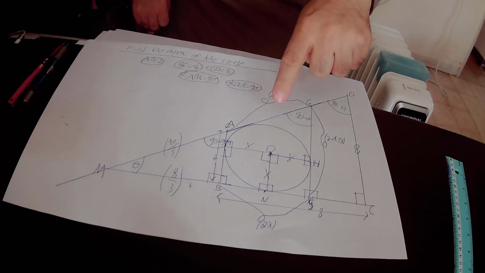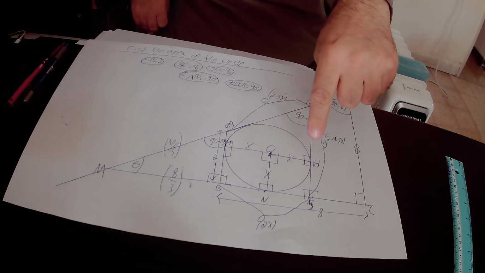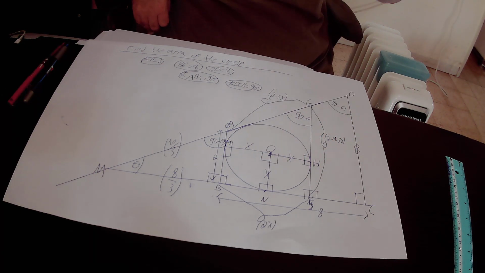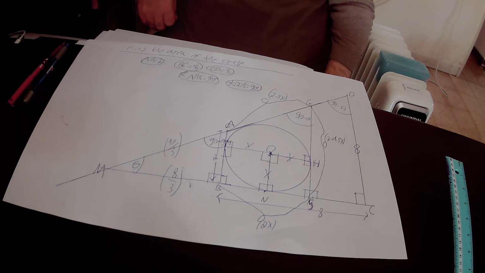So in quadrilateral OHSN we have 1, 2, 3 right angles. Therefore the fourth angle must be equal to 90 degrees according to the rule that I already mentioned, that the sum of the angles in any quadrilateral is equal to 360 degrees.